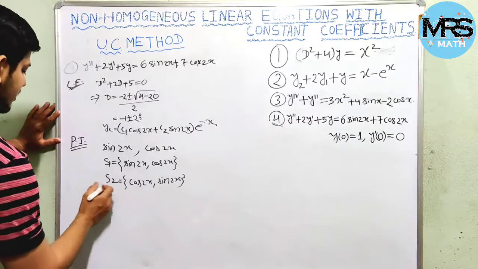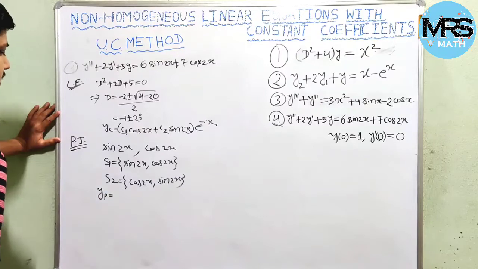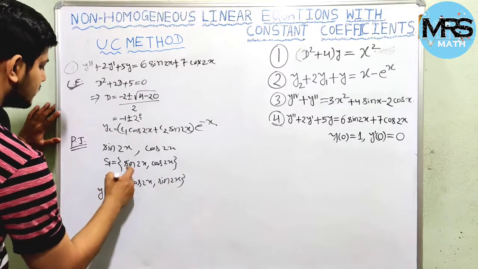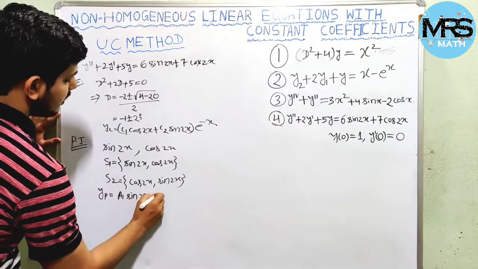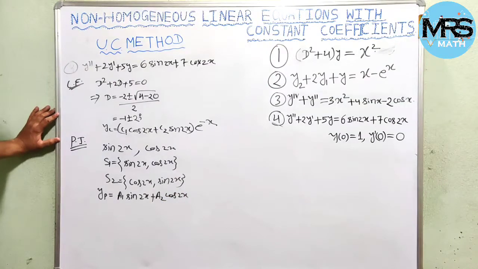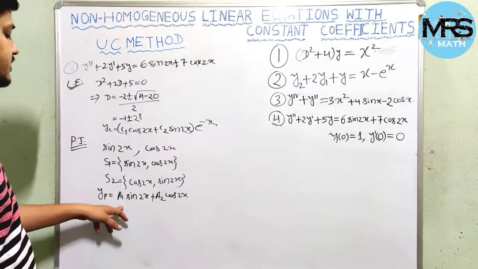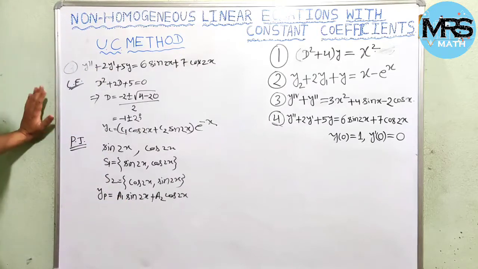So the next step will be our yp, okay? So what we can write, simply, a1 sin 2x plus a2 cos 2x we can assume, right? So the next job is to find the values of these unknown coefficients a1 and a2. These values we will put here, okay?